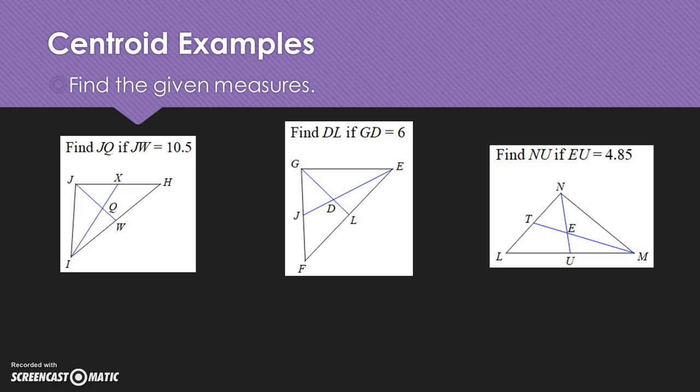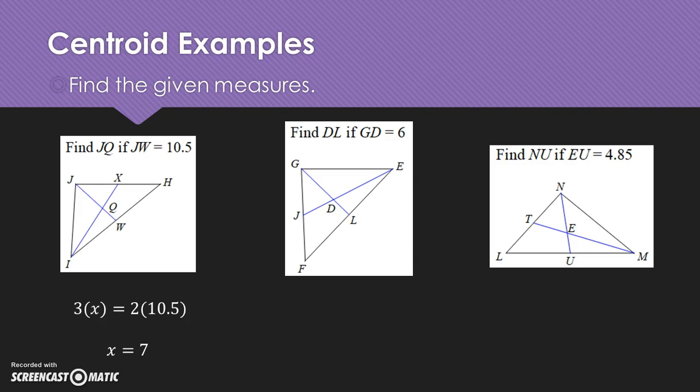So JQ is x, JW is 10.5. I'm going to multiply by the opposite number. JQ is the 2, JW is the 3, so I'm going to multiply JQ by 3 and JW by 2. So I get 3x equals 2 times 10.5. Divide by 3 and x equals 7.